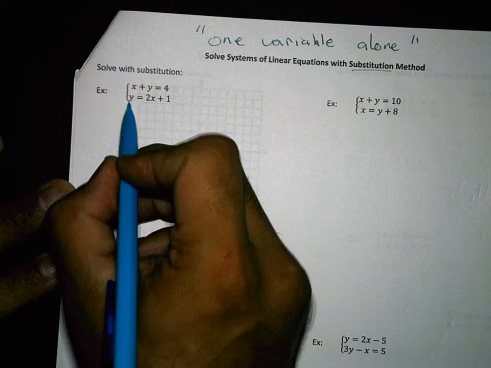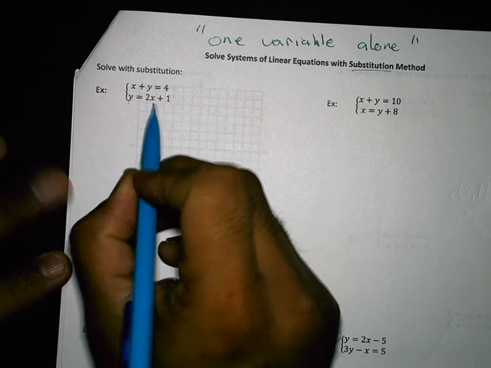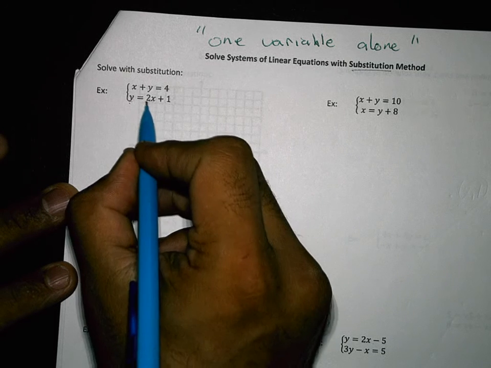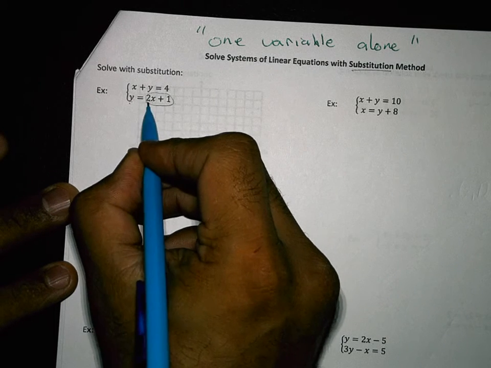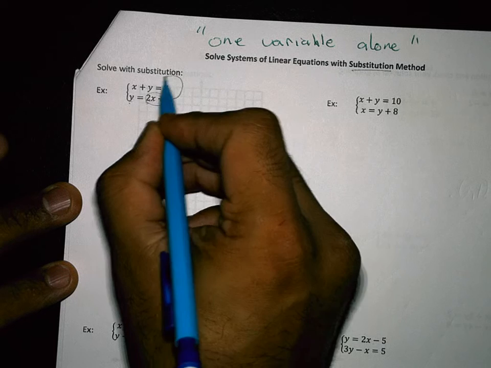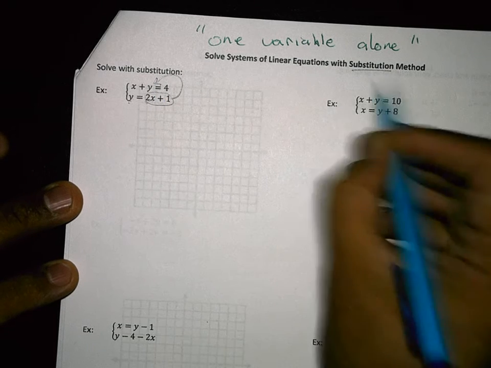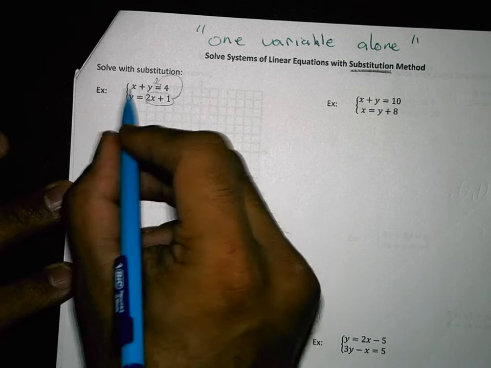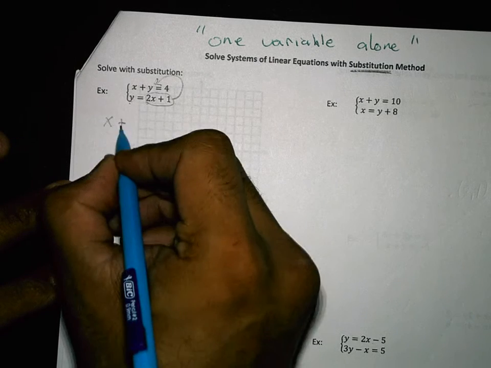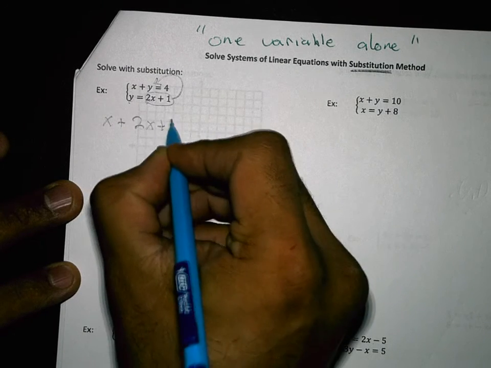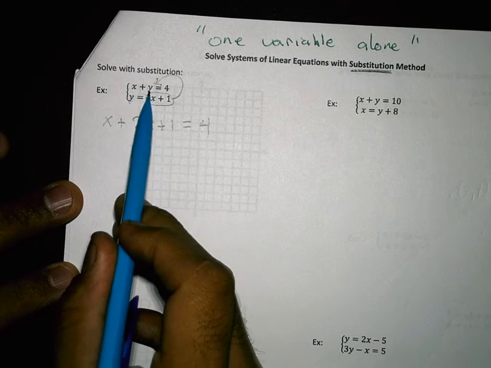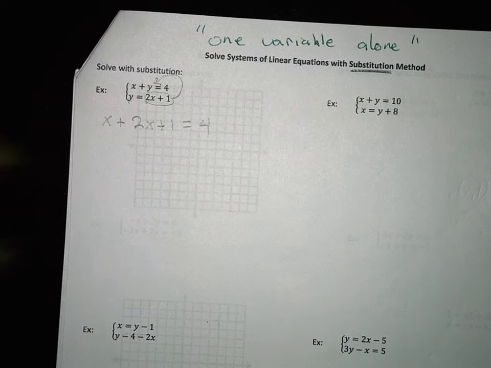So y is the exact same thing as 2x plus 1. That's what the equal sign tells me. So this whole thing is the same thing as a y. So I'm going to take it and I'm going to put it right there. Okay, and when I say put it, I mean substitution. So I'm going to rewrite this top one as x plus 2x plus 1 equals 4. So because they're the same, I can swap them out. Now if you look at it, I don't have a y anymore, so now I can solve this.